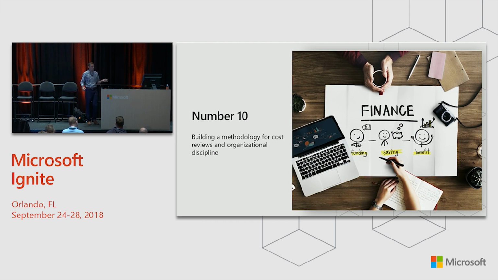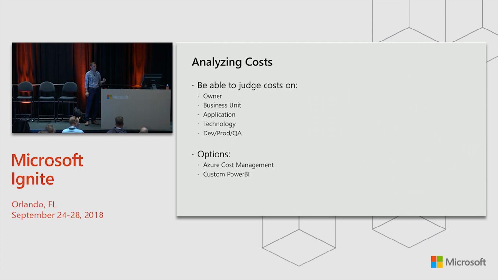So number 10 is building a methodology for cost reviews and discipline around this. This is being able to judge the costs on the owner business unit, the application itself, the technology, and then what it is. All those things are useful. As you're analyzing things, as you're judging it based on applications, you need to be able to control and manage it based upon those cost categories.